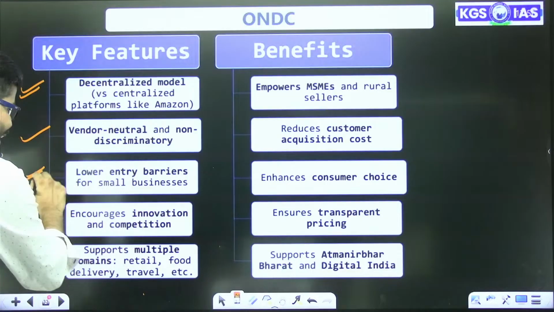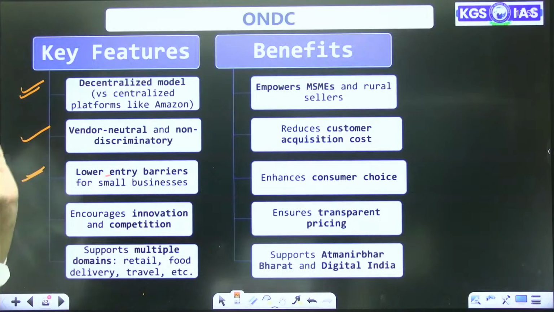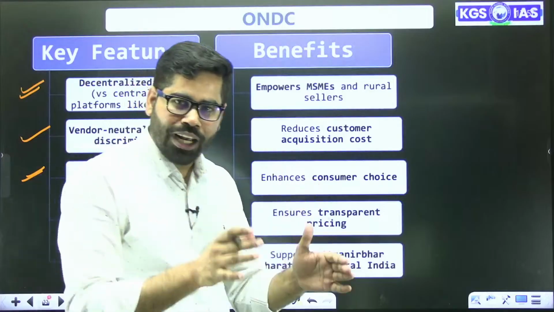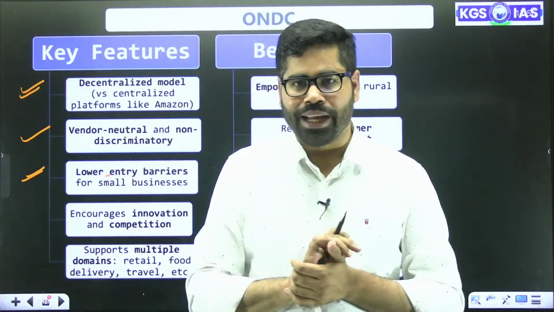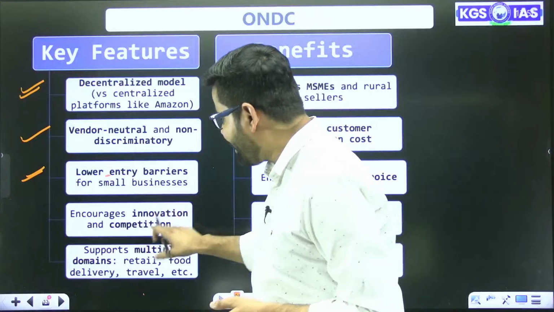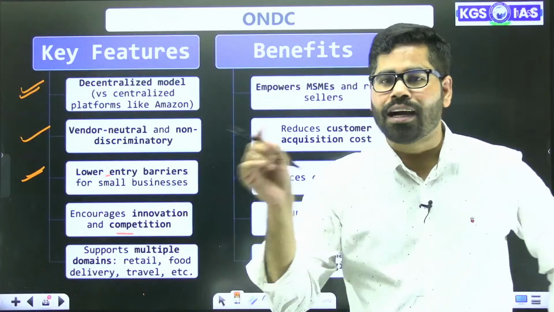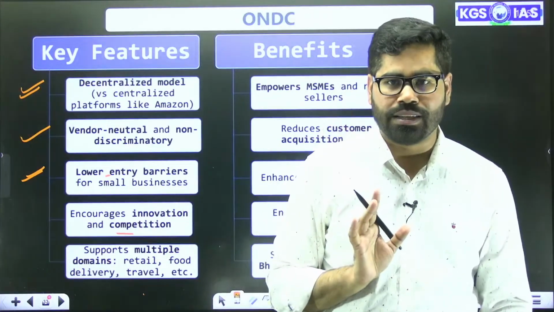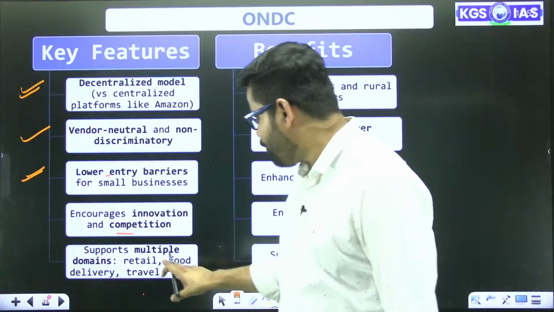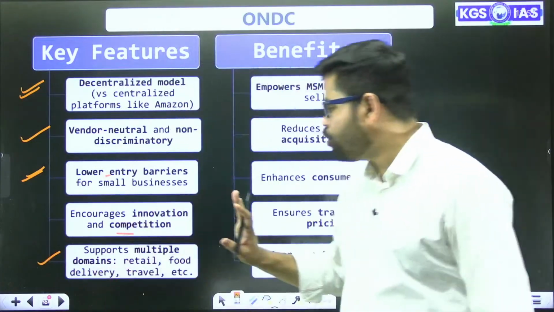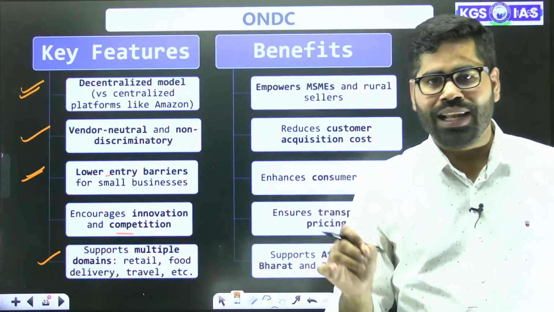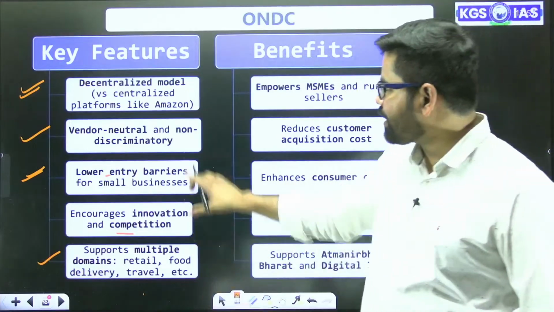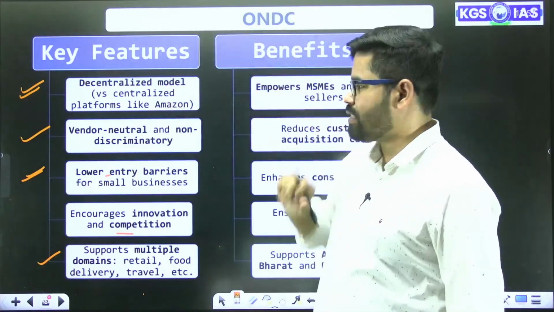We see that it has a lower entry barrier for small businesses. The smaller businesses can become part of it and sell their items from here. It will also encourage innovation and competition among the shopkeepers. At the same time, it will support multiple domains: retail, food delivery, travel, etc. So all these things are there in the case of ONDC.